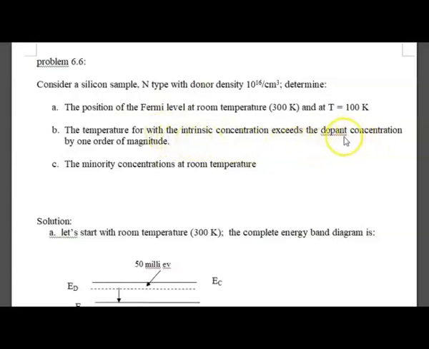So the problem is not stated quite as explicitly as it should be. And they want the minority concentrations at room temperature, and I'm going to add here the minority concentration also at 100 Kelvin. So let's get started with the first part, which is probably the most involved, although it doesn't look terribly involved. Let's see how it goes.